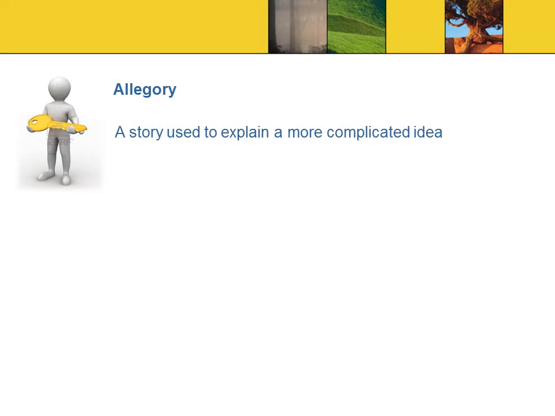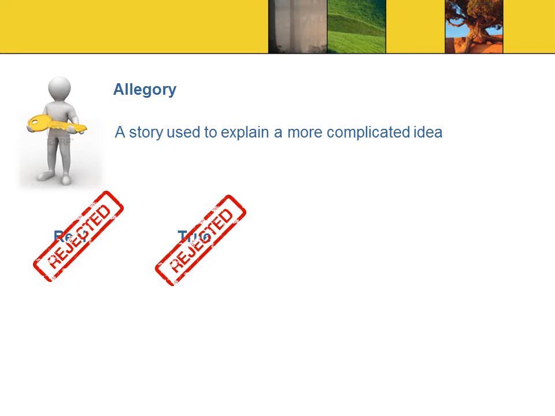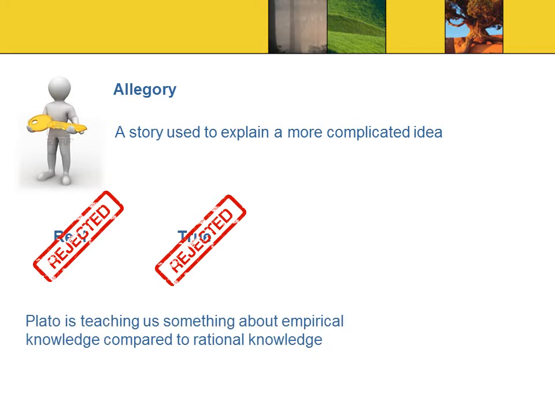It's important that you understand that when an allegory is told, it is in no way real. And if it is in no way real, you also have to accept that the story itself is not true. The really important thing about allegories is the meaning or the more complicated idea that they're trying to explain. And so we're going to have a look at Plato's allegory of the cave. In this, Plato is teaching us something about empirical knowledge, sense knowledge, compared to rational or logical thinking knowledge.